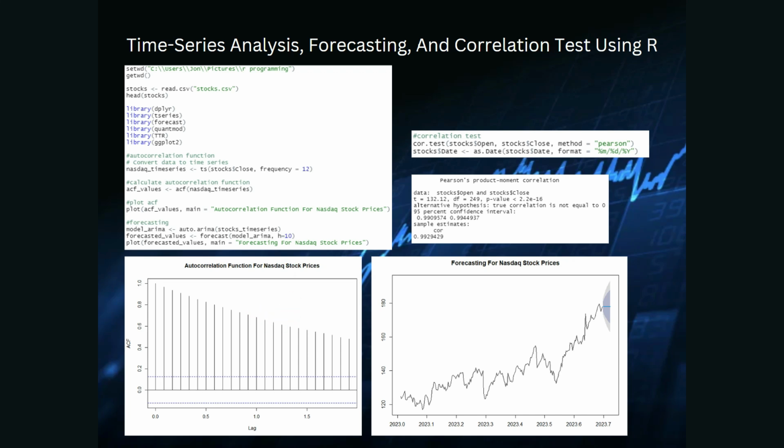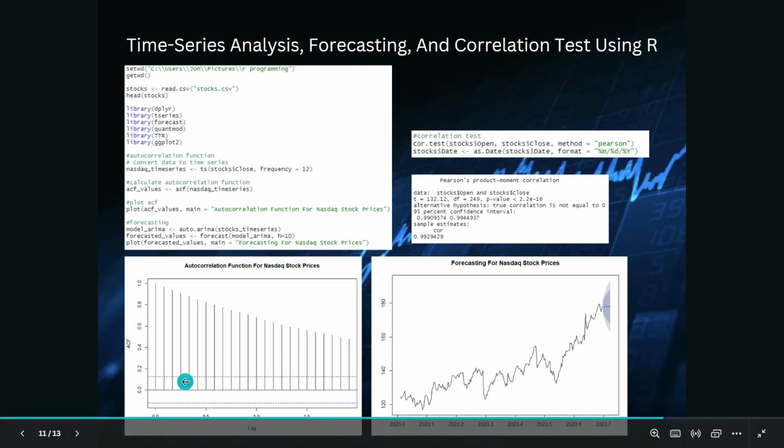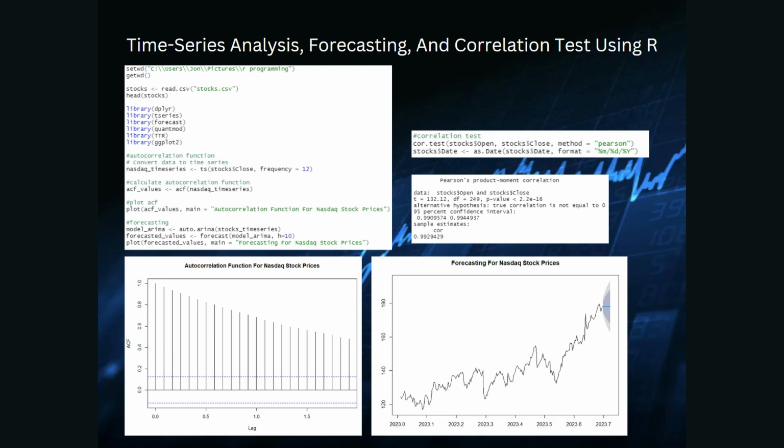It's also useful for model selection, meaning that the patterns observed in the ACF aid in choosing appropriate time series models. For example, on the x-axis we have lag, and on the y-axis we have ACF. If there is a substantial correlation at lag 1 but not at other lags, it might indicate that a simple autoregressive (AR) model is suitable for capturing the data's behavior.